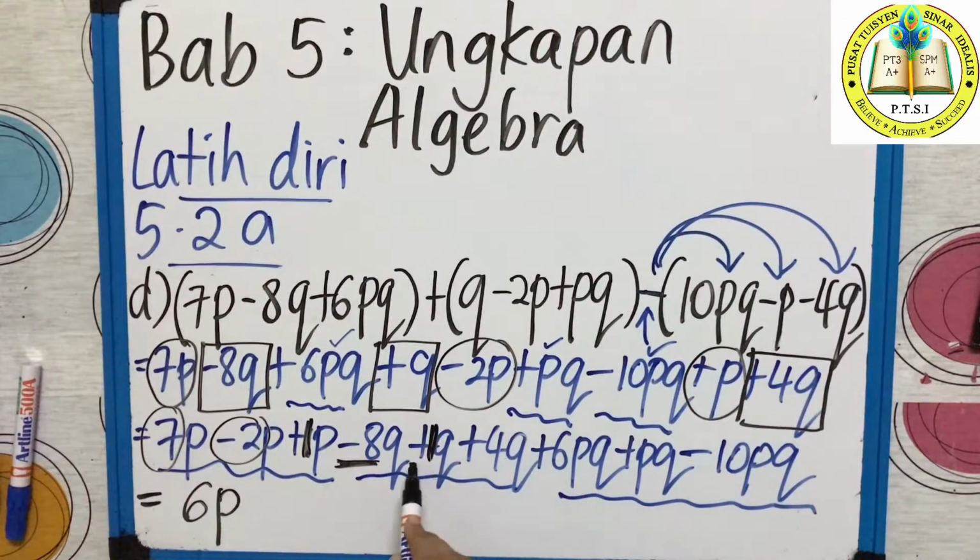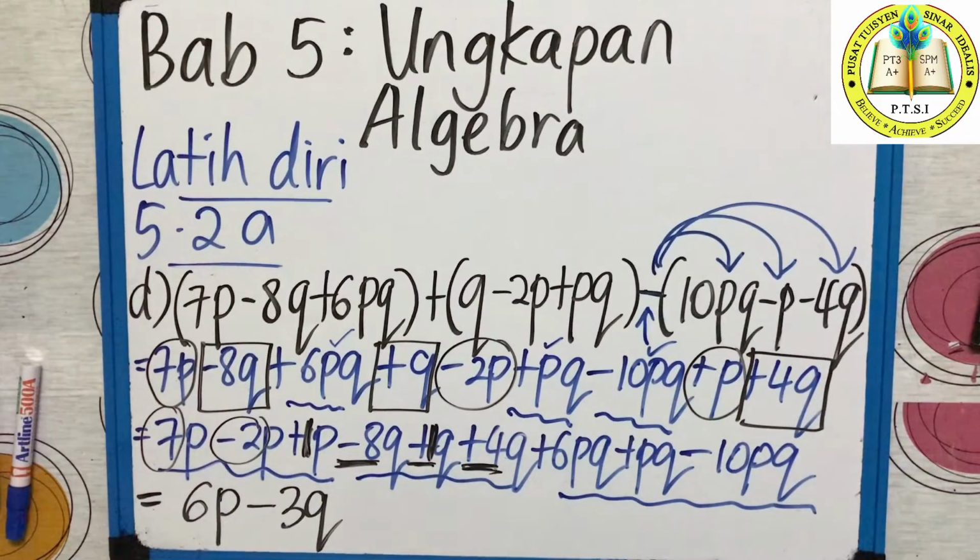Here, negative 8 plus here got what? 1. So, negative 8 plus 1, you get negative 7. Negative 7 plus 4, you get negative 3q. Teacher repeat back. Negative 8 plus 1, negative 7. Negative 7 plus with 4, you get negative 3q.